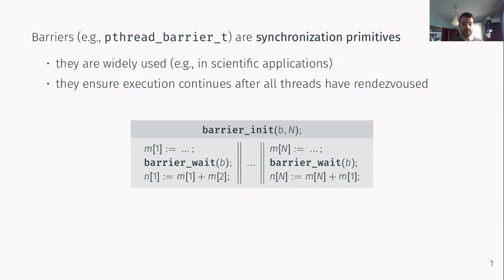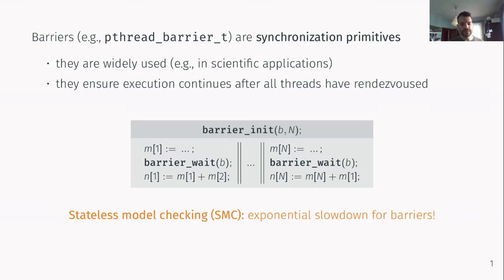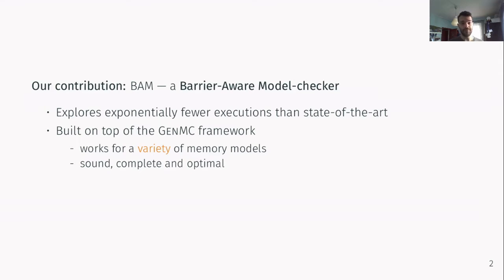Their usage is straightforward, but if we try to verify a program that uses barriers using a stateless model checker, and I'm going to explain what this is in a second, then the stateless model checker experiences an exponential slowdown. And this slowdown is not actually due to the concurrent nature of the program, but rather it's due to the usage of barriers. Now in this talk, I'm going to show you that we can get rid of this exponential slowdown, and that we've done so with BAM.